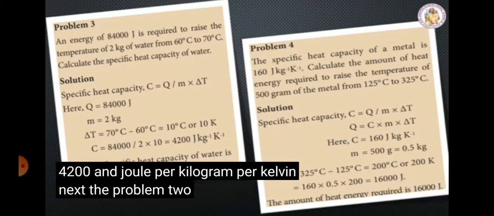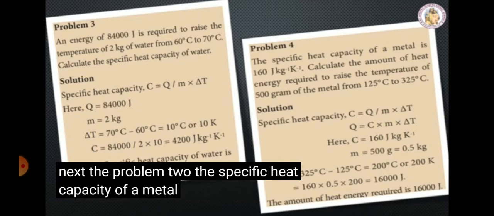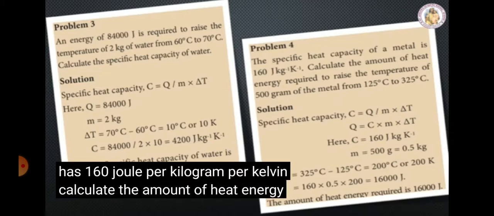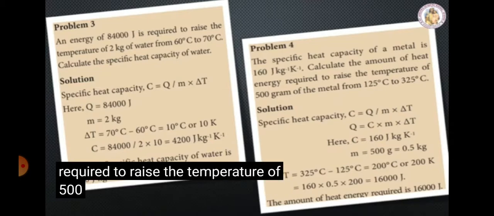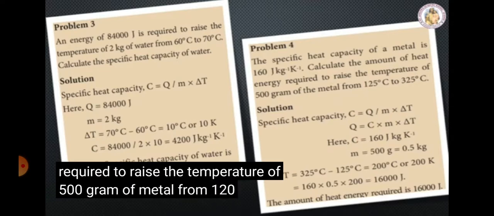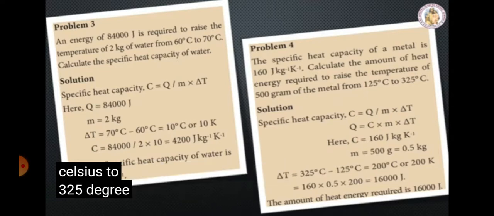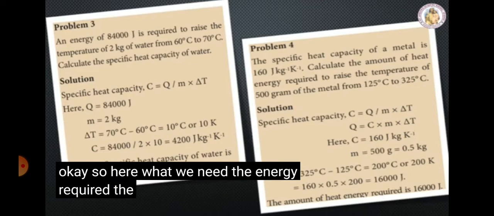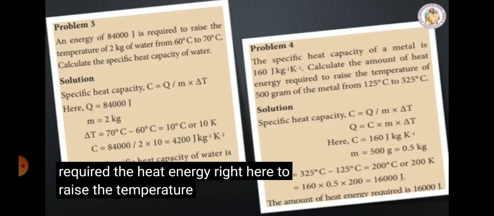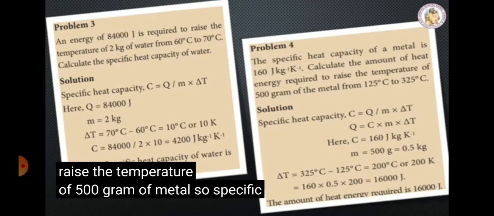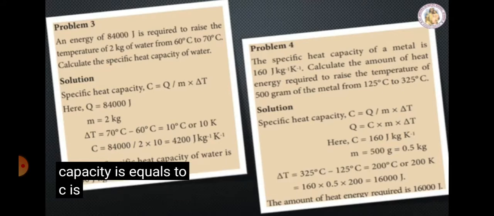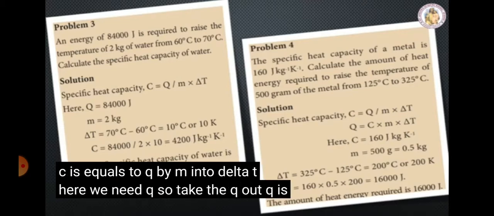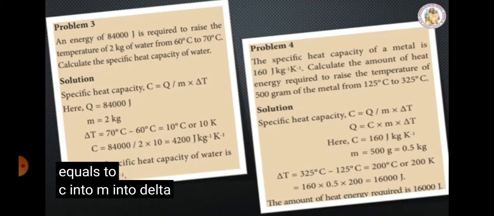Next, problem 2. The specific heat capacity of a metal is 160 joule per kilogram per Kelvin. Calculate the amount of heat energy required to raise the temperature of 500 gram of metal from 120 degrees Celsius to 325 degrees Celsius. Okay, so here what we need is the heat energy required to raise the temperature of 500 gram of metal. So specific heat capacity C is equal to Q by M into delta T. Here we need Q, so take the Q out. Q is equal to C into M into delta T.